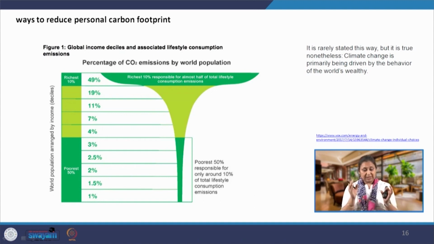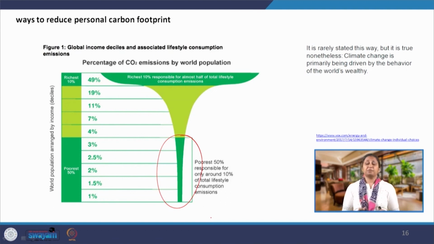So, 10% of the richest people are actually responsible for 50% of the total emissions of the world, and it is largely lifestyle emissions that I am talking about, and the poorest 50% of the population is responsible for hardly 10% of the total lifestyle emissions.